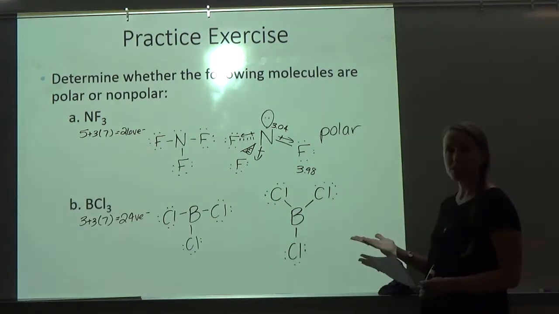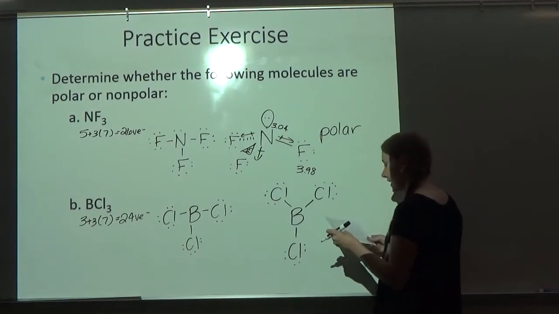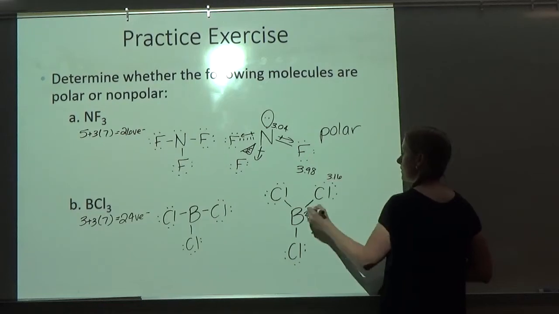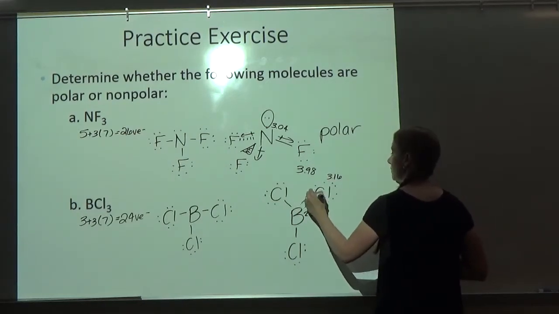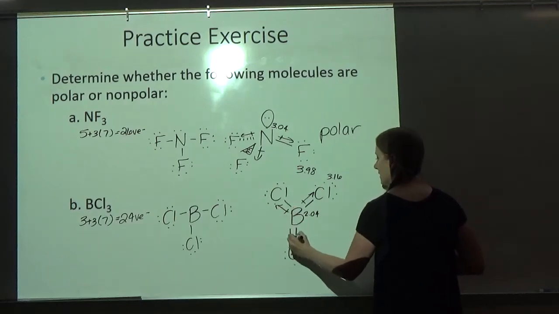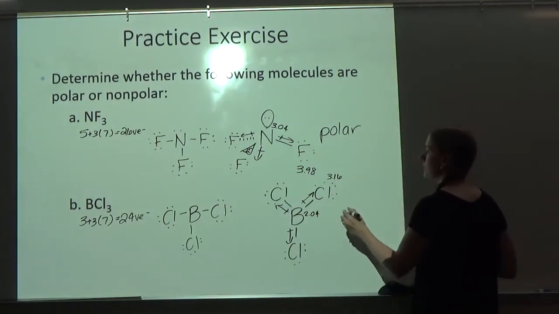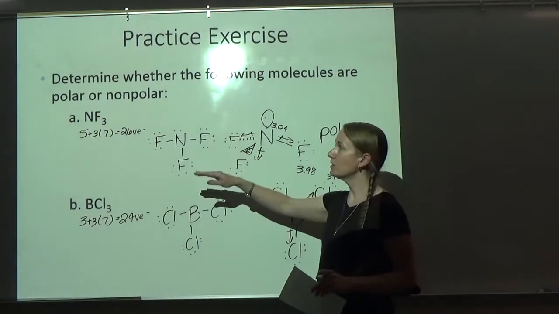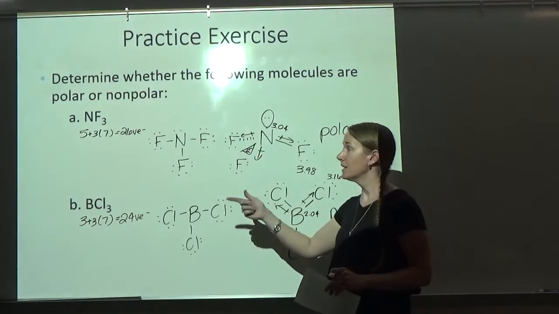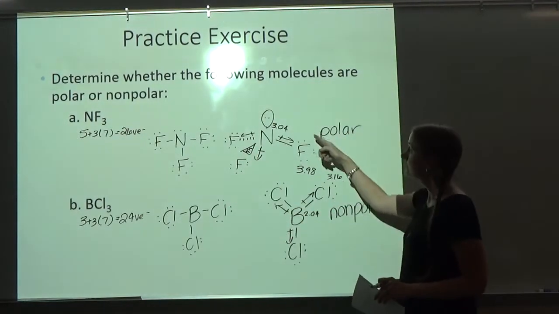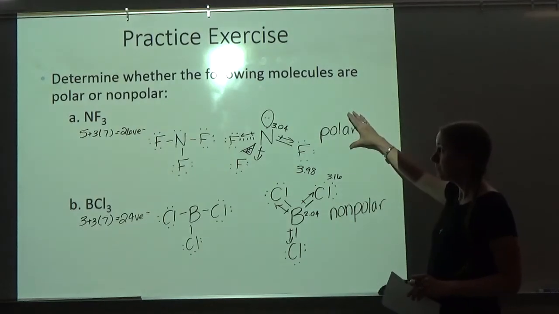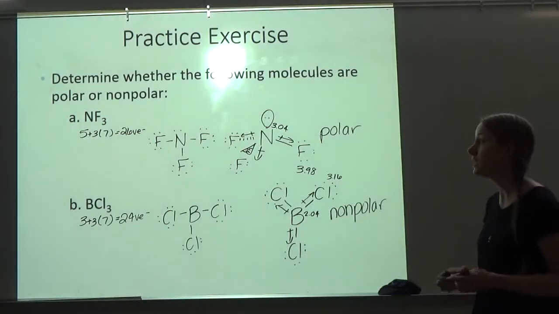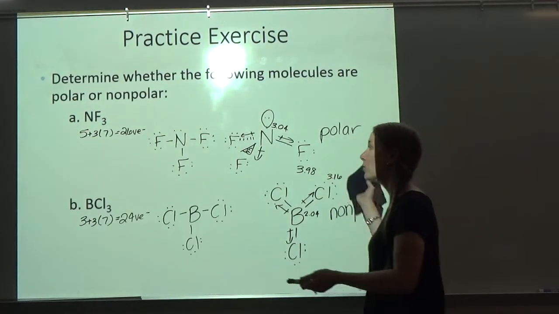Alright, so next let's see if our dipoles cancel. So B has an electronegativity of 2.04 and Cl is 3.16. So my dipoles are going to point outward towards the Cl's. And so if you look, they're all pointing in opposite directions, so this one would be nonpolar. So even though they have similar formulas, NF3, BCl3, they have different geometries, which makes one end up being polar because of that lone pair and the other one not. So VSEPR theory shapes are very, very, very important for determining something like polarity of a molecule.